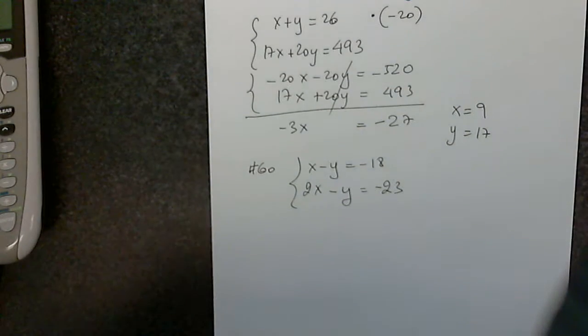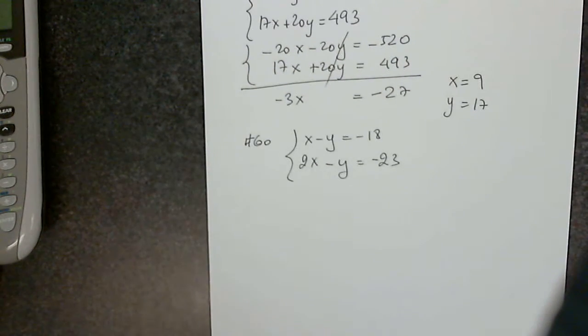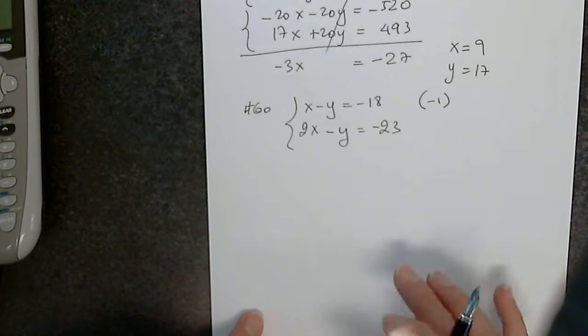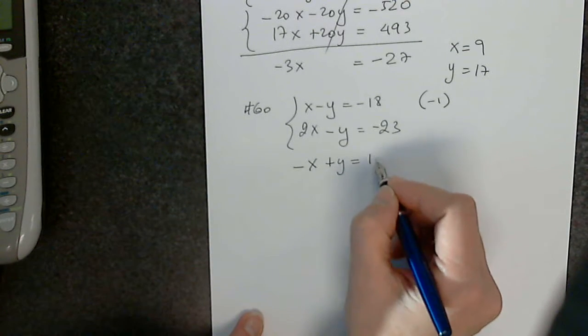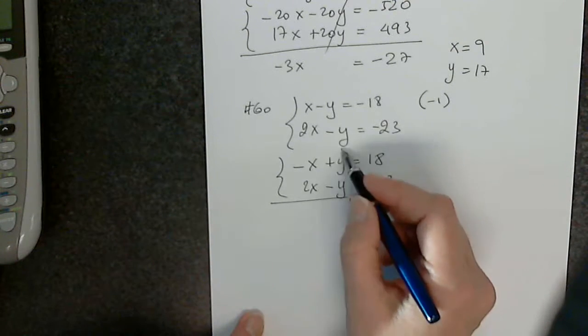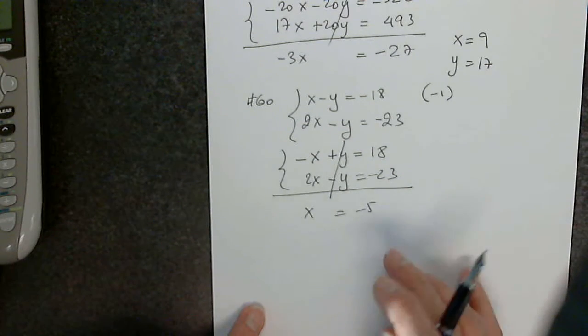What will you do now? That's fine. Just remember, you should not substitute when no variable has the coefficient 1 or negative 1, because then you're going to have to work with a fraction, and you don't want to do that. So I recommend multiply the first one both sides by negative 1. So negative x plus y equals 18, and 2x minus y equals negative 23. Y is gone, so x equals negative 5.